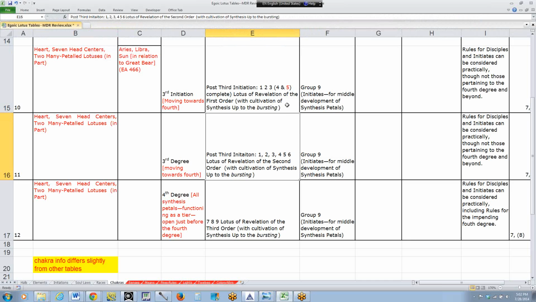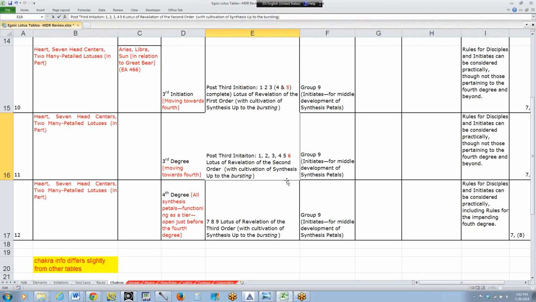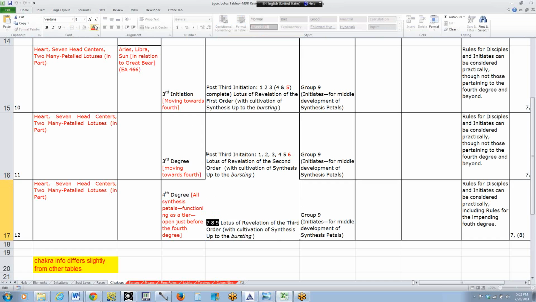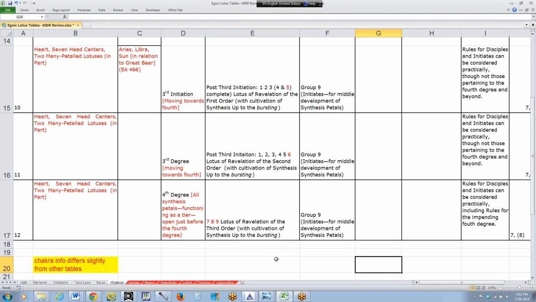So for the initial work, where the 1st synthesis petal unfolds to a degree, we have petal number 5 completely unfolded. For the next piece of work, where the next synthesis petal begins to unfold at the 2nd degree, we have petal number 6 completely unfolded. And when the final synthesis petal begins to unfold, we have petals 7, 8, and 9 completely unfolded.